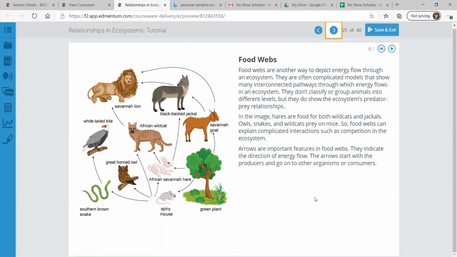Food webs. Now, this is another way to show energy flow through an ecosystem.